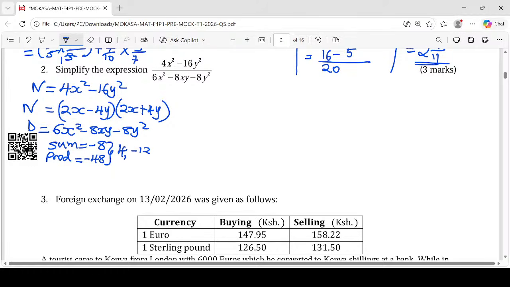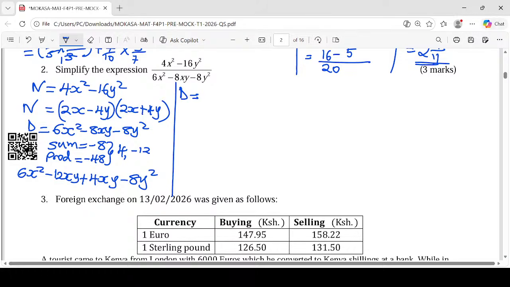When we substitute, we are going to have 6x squared minus 12xy plus 4xy minus 8y squared. That is what we are having at that particular step. After getting that, ladies and gentlemen, let us now see how we can do this. We are going to pair up these values here. We are still continuing with the denominator expression.